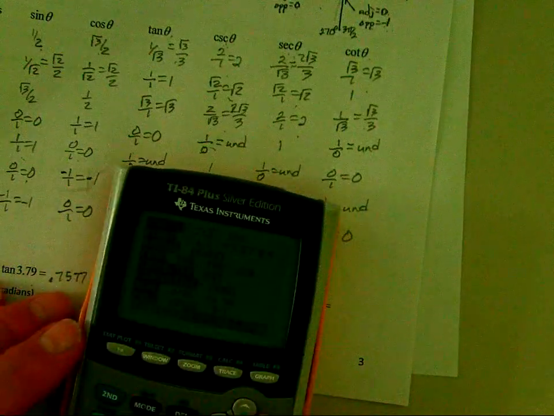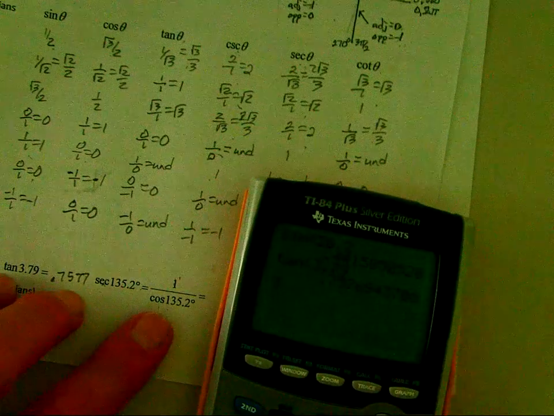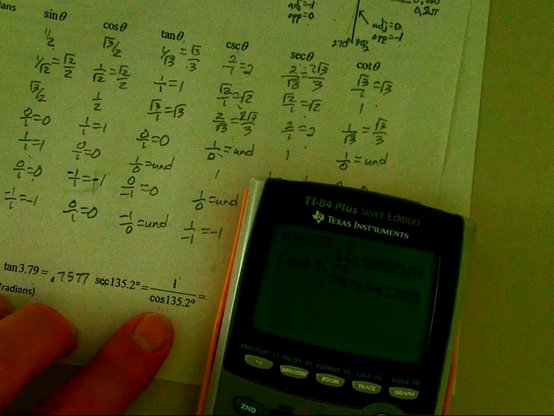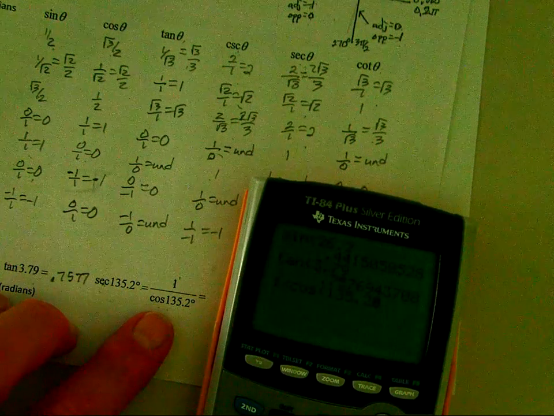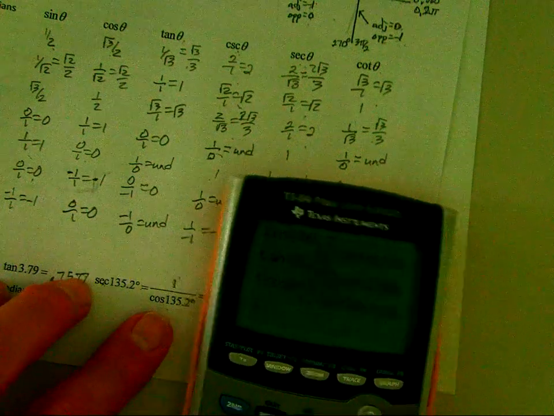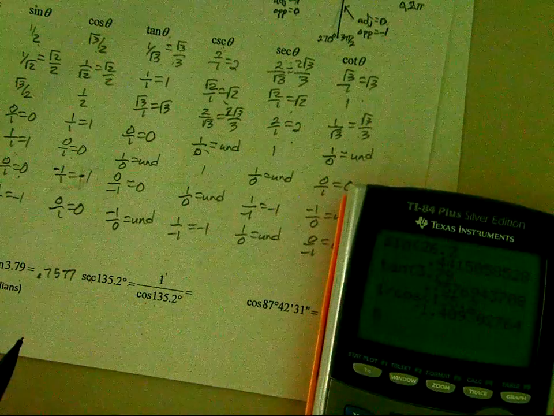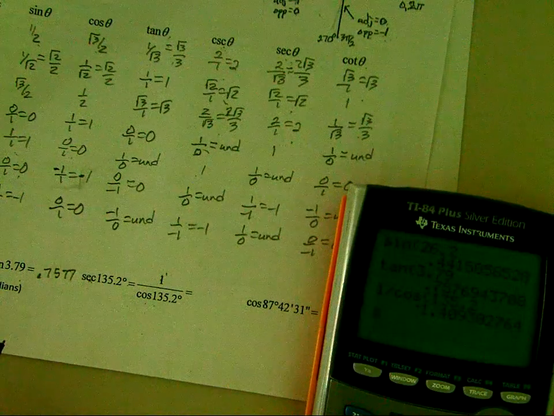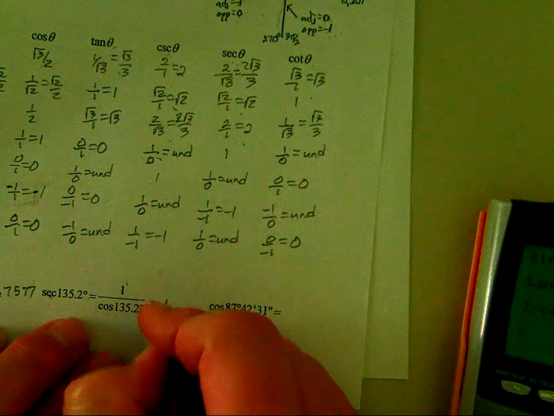So I need to change my mode back to degrees. And now I'm going to do just what it says, the reciprocal. So 1 divided by the cosine of 135. The reciprocal ones are really tricky. You have to be careful with those. It's easy to do them in the wrong order. I get a negative 1.4093.